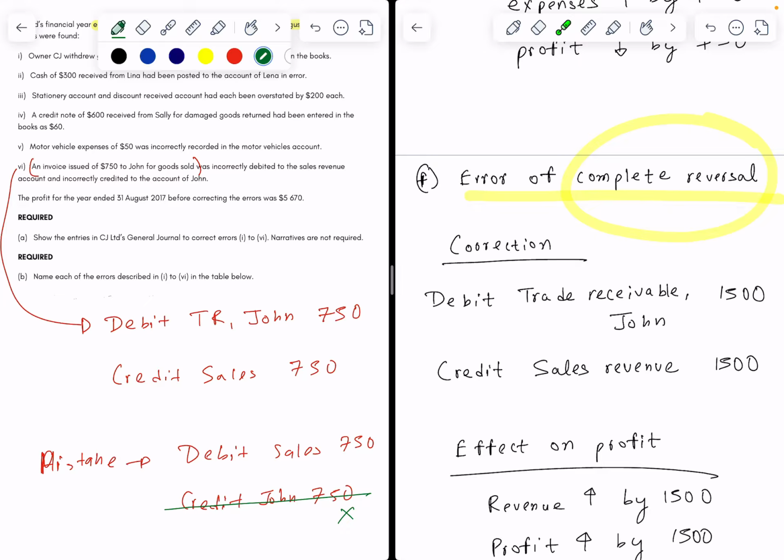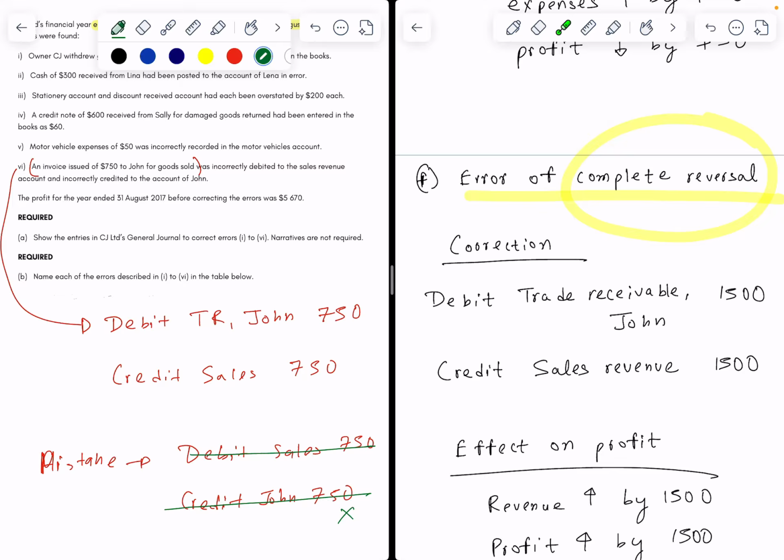So we follow the same thing for the sales revenue account. So if we credit the sales revenue account by 1500, what happens is, first of all, it offsets the entire debit amount of 750 recorded in the sales ledger account. And then the surplus, that would be 750 left behind, would be showed in credit, okay? So we debit the trade receivables account for John specifically by 1500, and then we credit the sales revenue account by 1500. Every time you're working with an error of complete reversal, once you have identified it, it's always that the numbers would be doubled, okay?